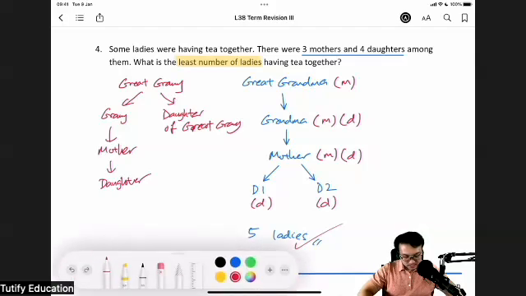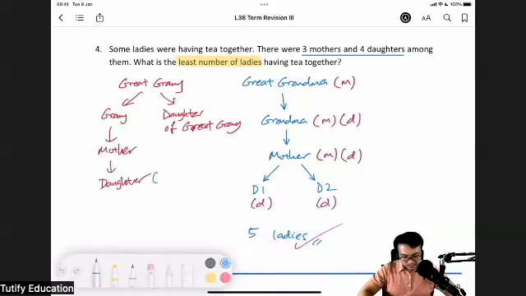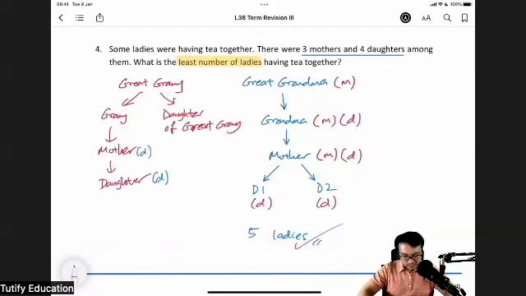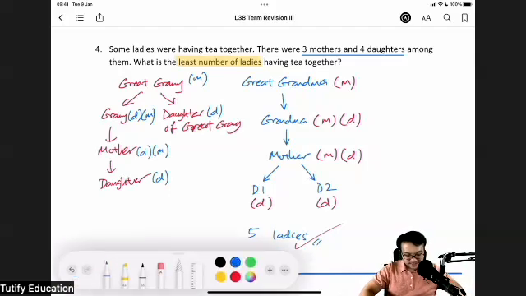Okay, that works. Let's count. You have 1 daughter here, 1 daughter here, 1 daughter here, 1 daughter here. You have 1 mother here, a mother here, and a mother here. 3 mothers and 4 daughters. It works. Very good. Nice one, Kate.